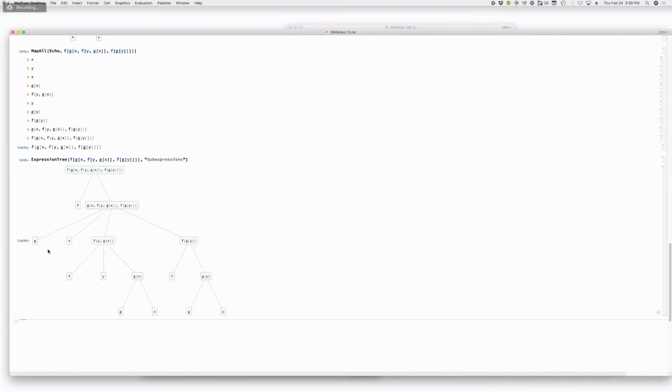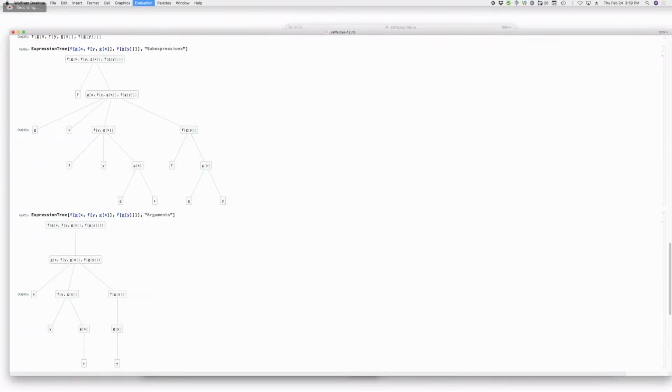Oh, I see, MapAll. Okay, what I really need to do is Heads arrow True. Either that or the Subexpressions should have a Heads. Is there a Heads false option for the Subexpressions thing? There will be. For now, replace Subexpressions with the string arguments. Okay, so now let me go back up here and replace that.